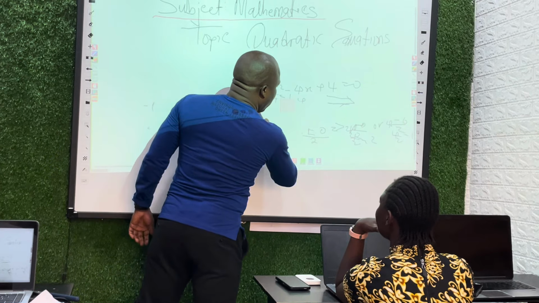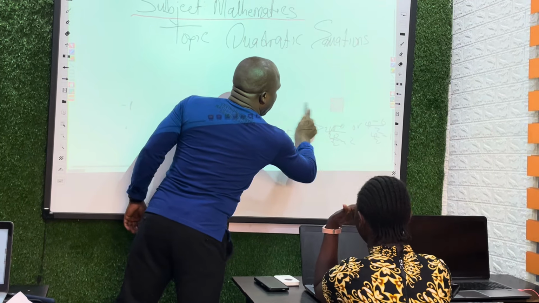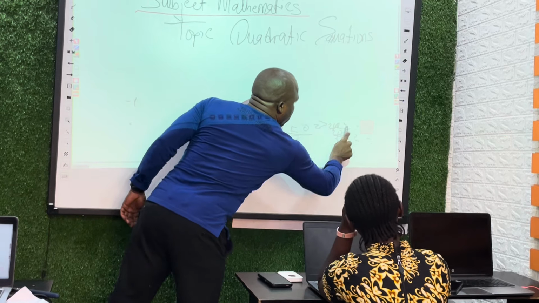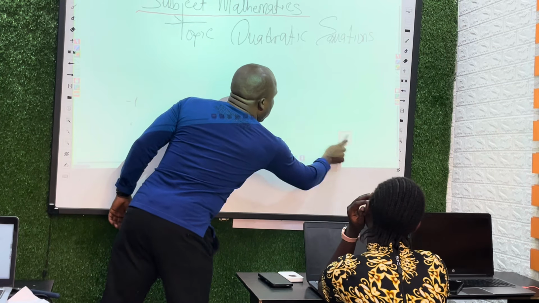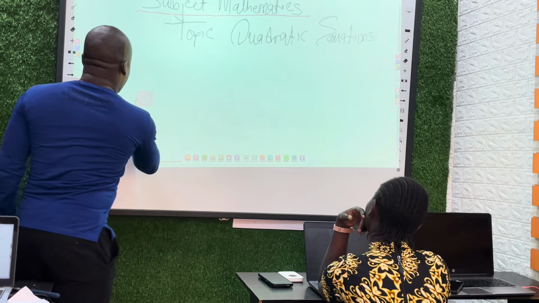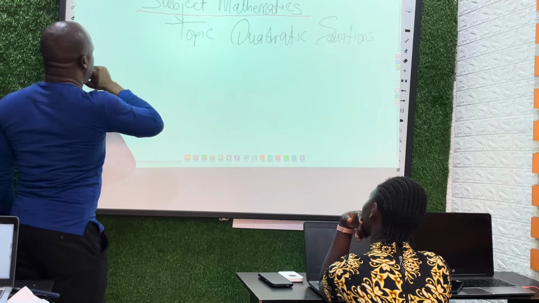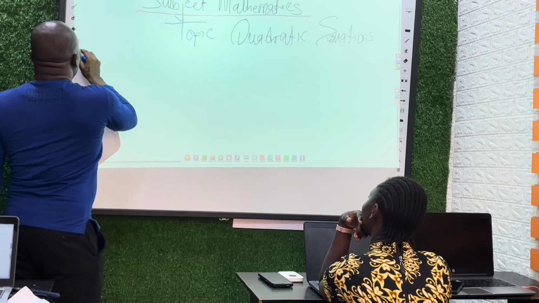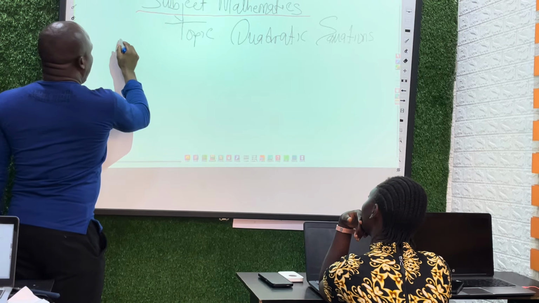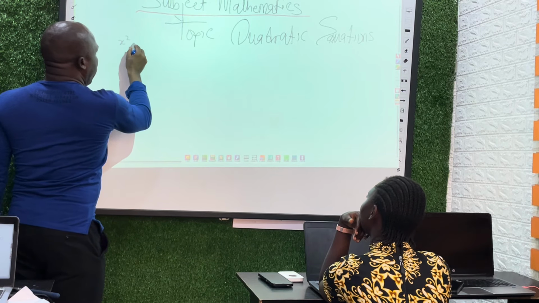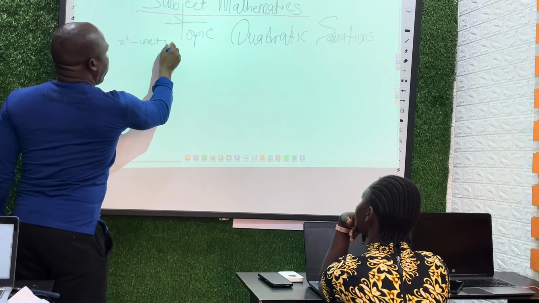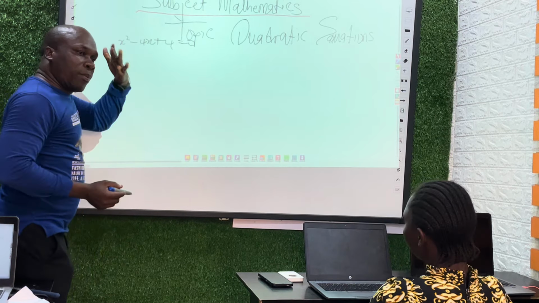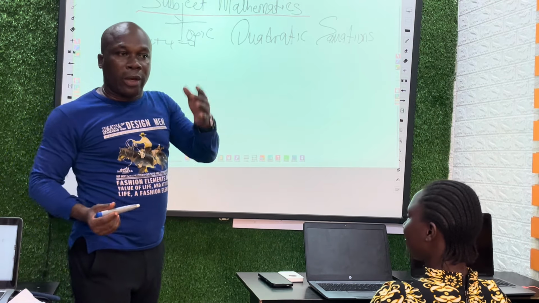I hope you are copying. Okay. Should I erase it? Yes. Okay. So you now have the same problem using completing the square. The problem is x squared, remember, minus 4x plus 4 equal to 0. So in completing the square, there are rules and regulations you need to follow.